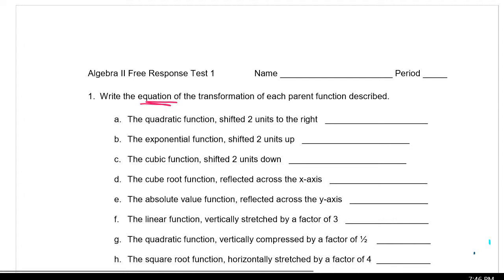So if it's a quadratic function, you know that's going to be x squared. So a quadratic function is going to be x squared shifted 2 units to the right. So you're going to have to write y equals, and it's shifted 2 units to the right. That means it's going to be x minus 2, and this is squared. Because the parent function is y equals x squared, you're just replacing the x with x minus 2. So that's for a quadratic function.